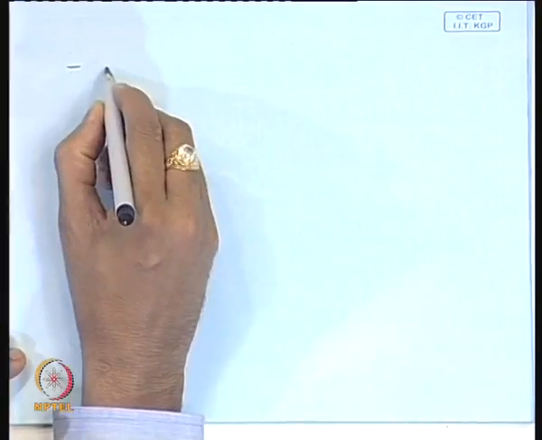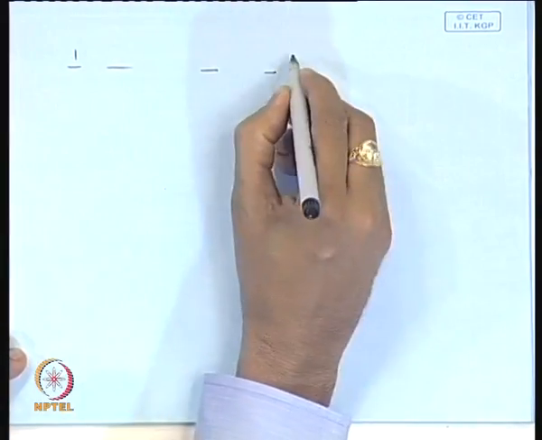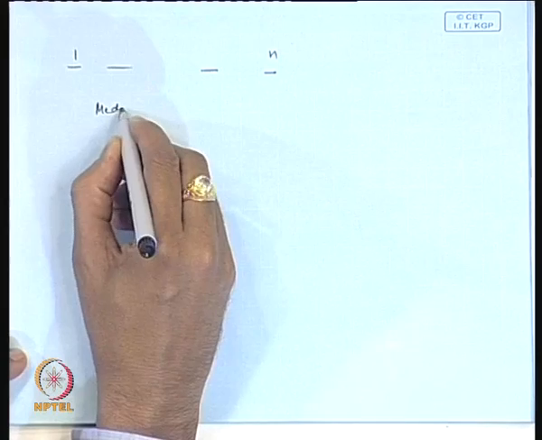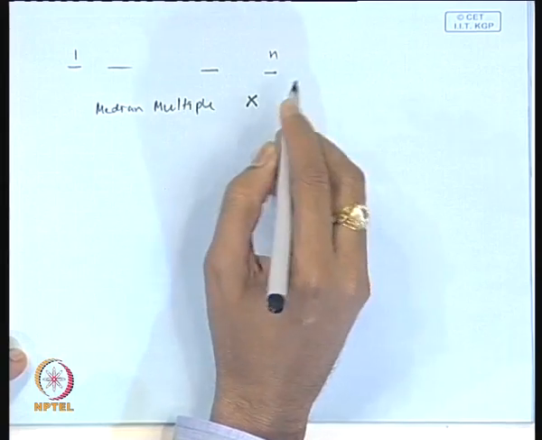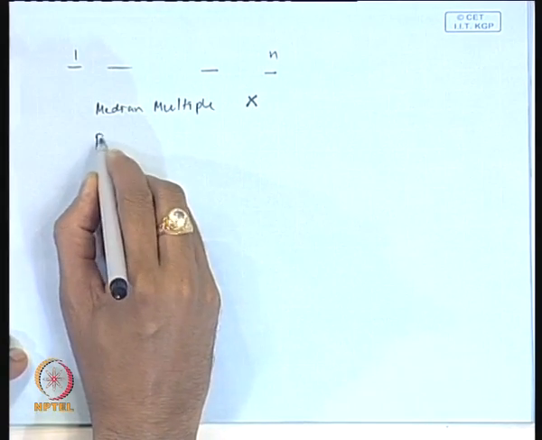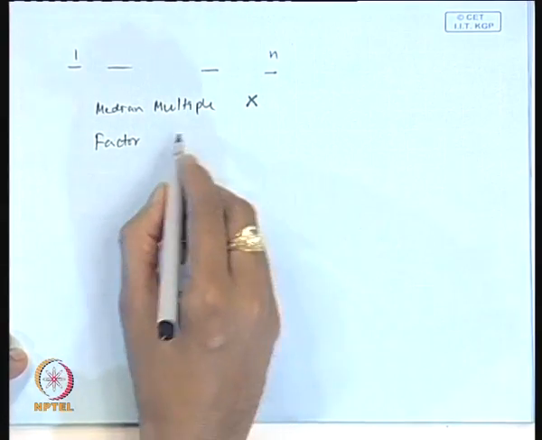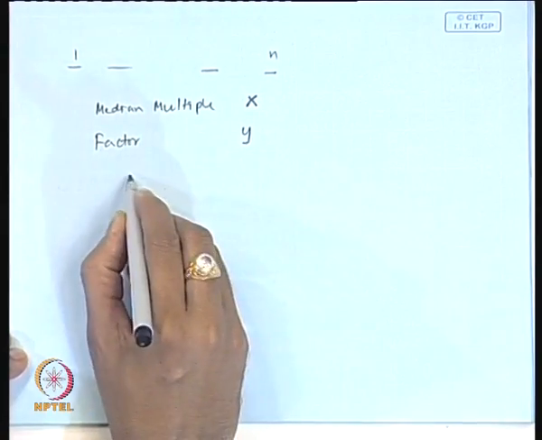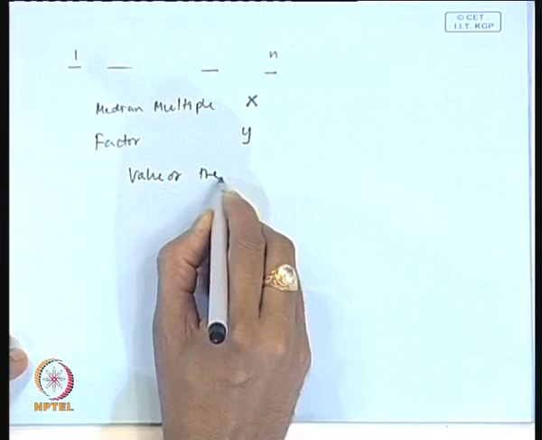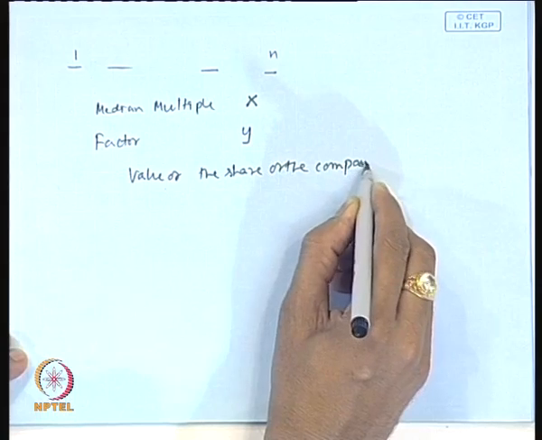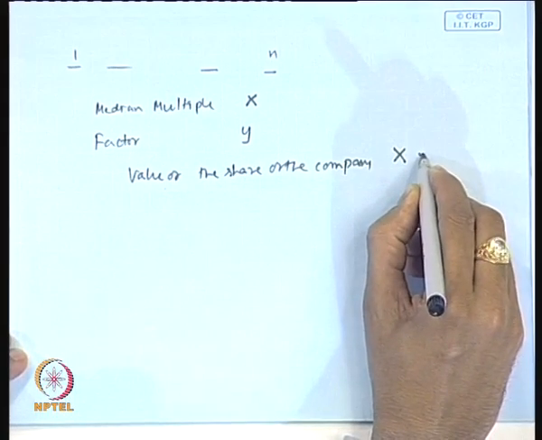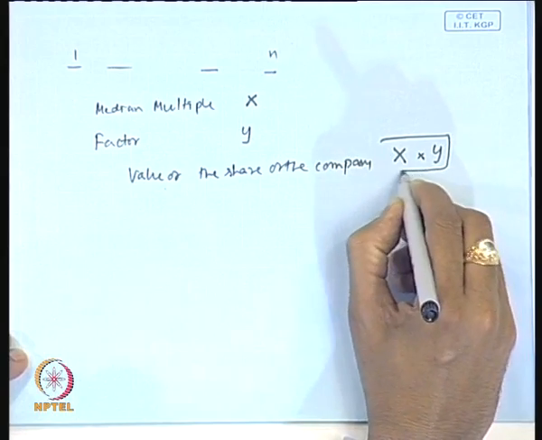The moment one has the average multiple, let us say we have a particular series of different multiples of different companies, company 1 to company n. So, the median multiple, if it is x, and the factor which was used for the multiple is, let us say, y, then the value of the share of the company will be the median multiple x multiplied with y. That is going to be the value of the share of the company.